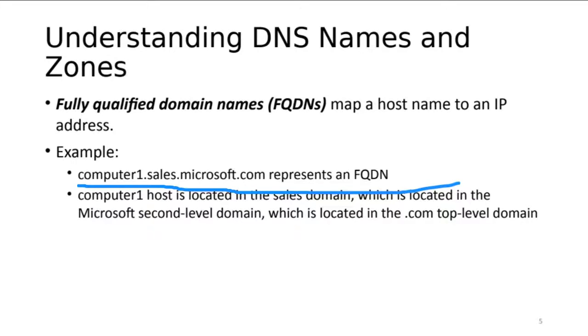And computer1 is located in the sales domain, which is located in Microsoft, which we call the second level domain, which is located in the top level domain. So the last one here, we call it top level domain. This is the second level domain. This is a domain, and this is a host name, okay?